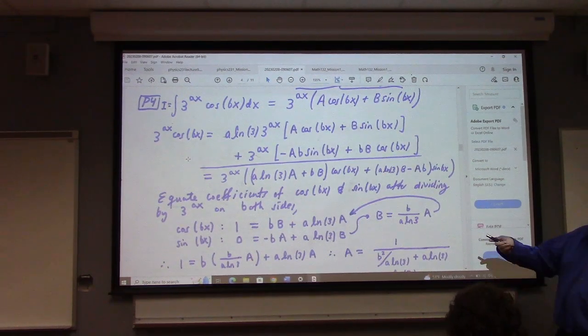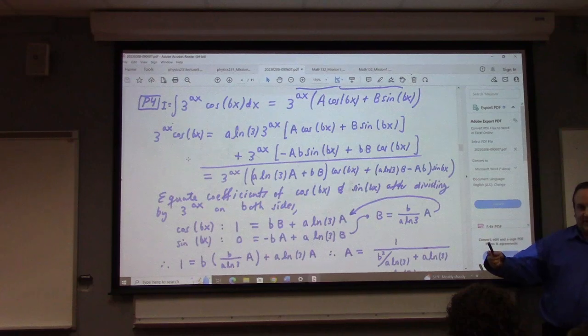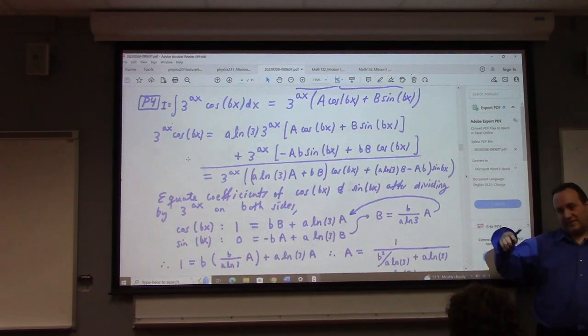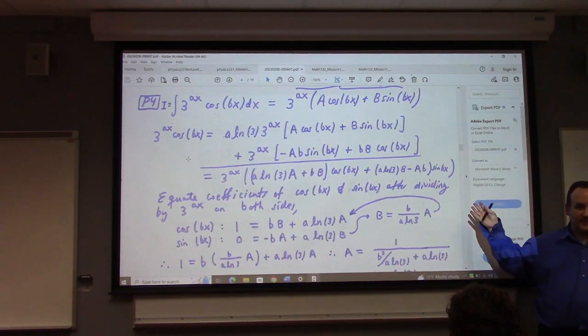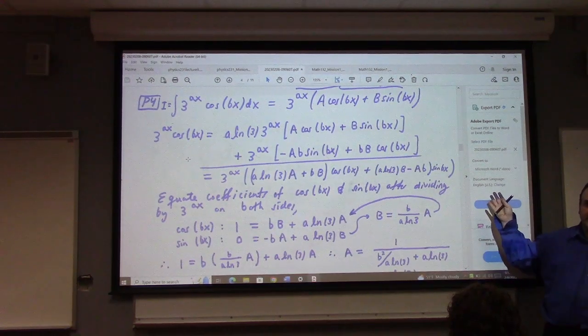This, I know what's going to happen. If I have 3 to the ax cosine bx, it's going to loop. You do integration by parts twice, it picks up a 3 to the ax sine bx, and then you integrate by parts again, it gets you back to 3 to the ax cosine bx, yeah? It's going to loop back. It's not going to be where it starts, right? Because I've worked this problem a couple times with you guys already this semester with different things, with e to the x, with sine, whatever.